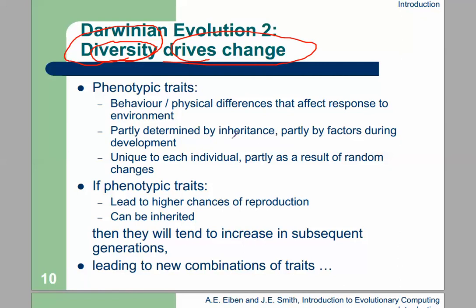Some properties are the same as the parents' by inheritance, but some properties change during the generation by random changes, for example. And we have a phenotype. Phenotype properties are the output of genotype properties.